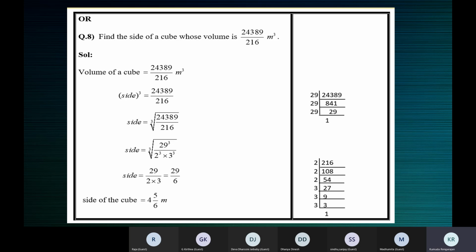Is 900 a perfect cube? No, ma'am. Why? Because it only has 2 zeros, ma'am. Yeah, because it has only 2 zeros. 900 ends with 2 zeros. It cannot be a perfect cube.